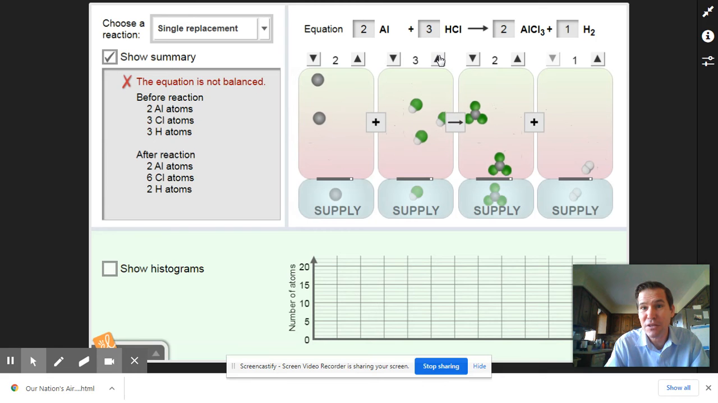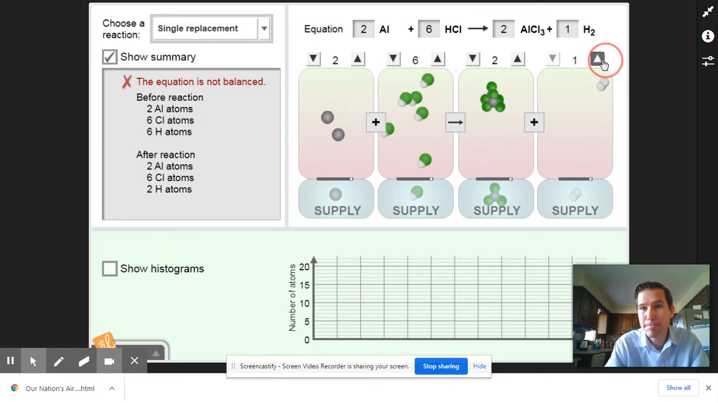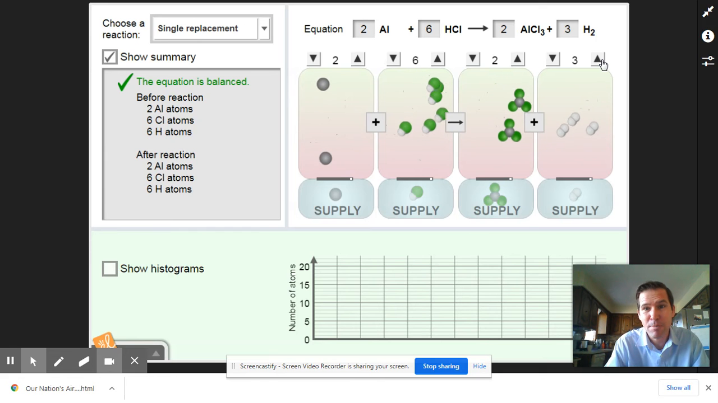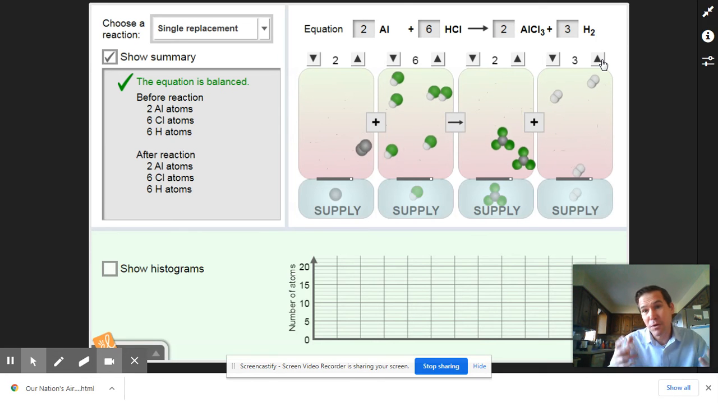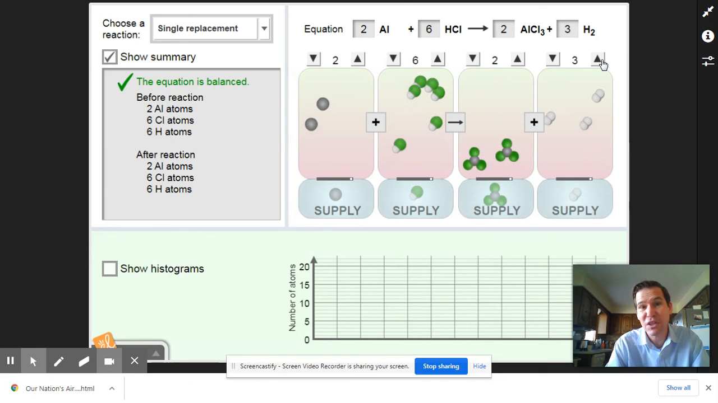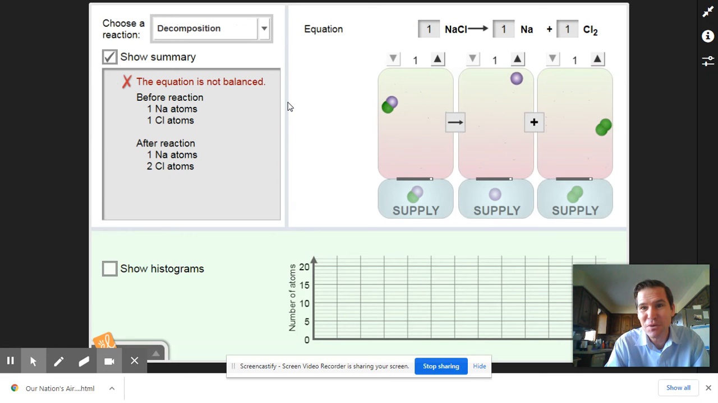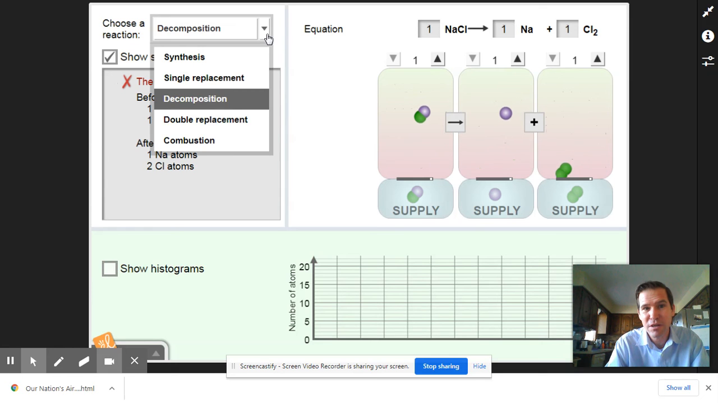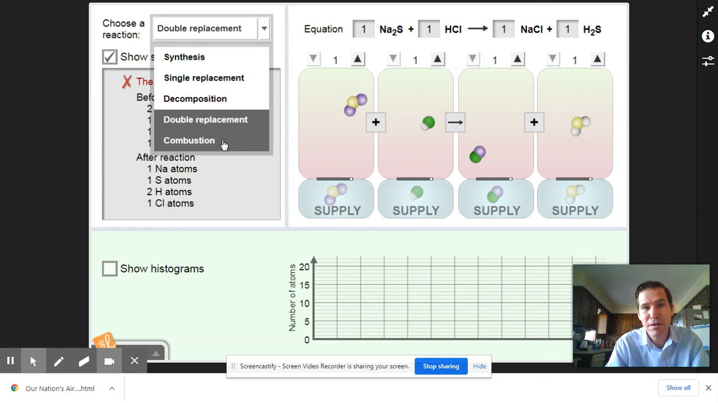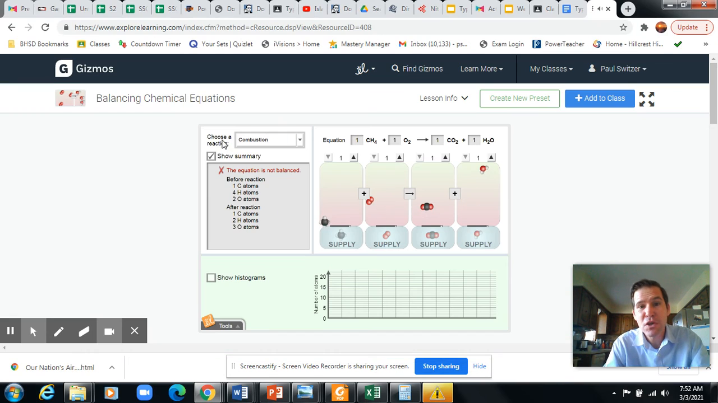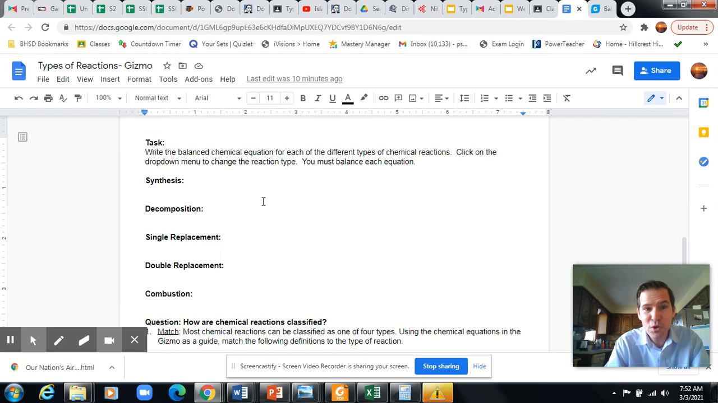Play around with it until you get it balanced. Now it's balanced. Actually, I just gave you one right there. This one's a little bit harder. But for all of them, play around with them until you get it balanced. Here's your decomposition, your double, your combustion. Your end results are what you're going to write right there, your balanced chemical equation.